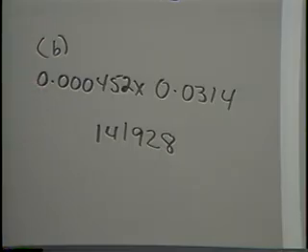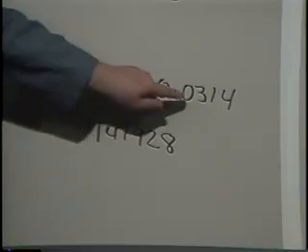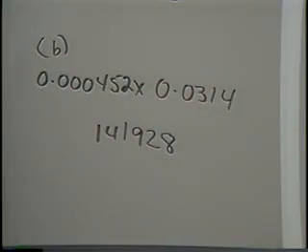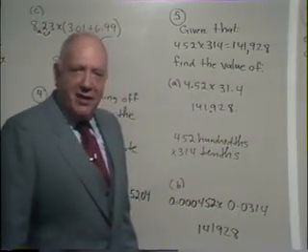I count the number of digits to the right of the decimal point. 1, 2, 3, 4, 5, 6 here. 1, 2, 3, 4 here. 6 and 4 are 10. That means I have to move the decimal point 10 places to the left.